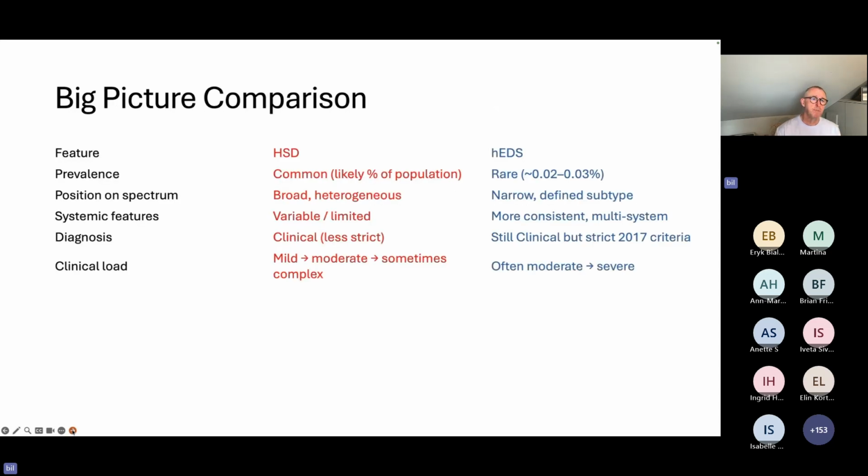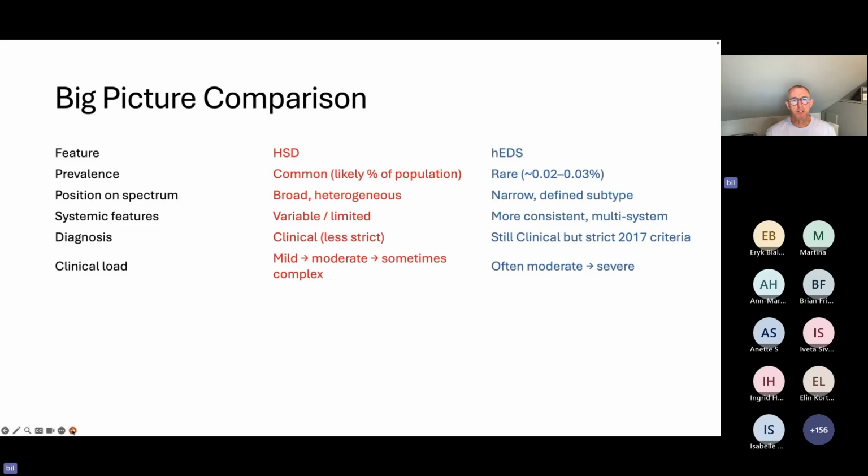So if you look at the big picture, hypermobility spectrum disorder, the prevalence, it's common, likely a high percentage of the population have it. So there's a lot of people in the population who have it that don't have any symptoms. HEDS is quite rare. It's less than 0.02 to 0.03% of the population. And the position on the spectrum is HSD tends to be very broad and heterogeneous in that people present in many, many different ways. When you actually have a definition of HEDS, you tend to have a much narrower presentation, and you've probably fit under a defined subtype.